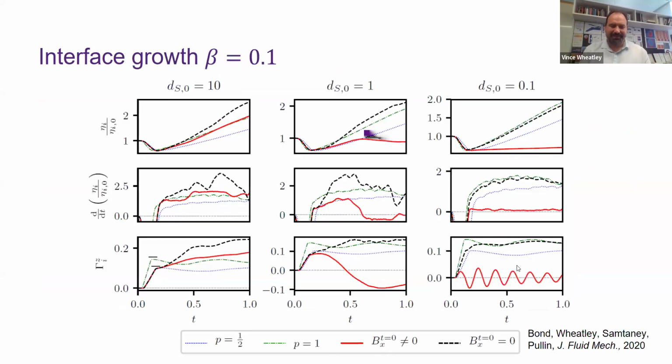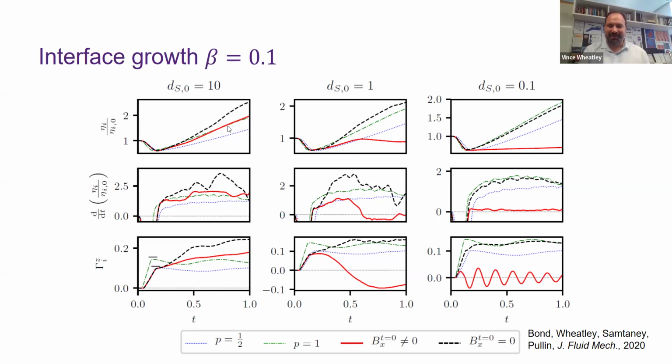If we examine the statistics of the interface behavior, the top line is the growth of the interface perturbation amplitude. The second line of figures is the growth rate. And the third is the circulation on a half period of the interface, which is what drives the growth. We can see that these trends are very clear. The red curve is the magnetized case. The black curve is the unmagnetized case.